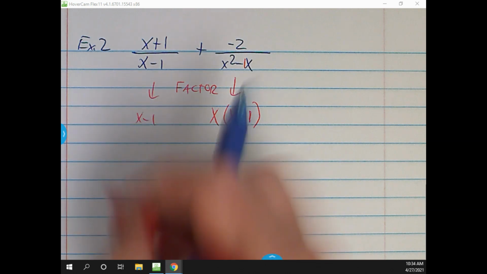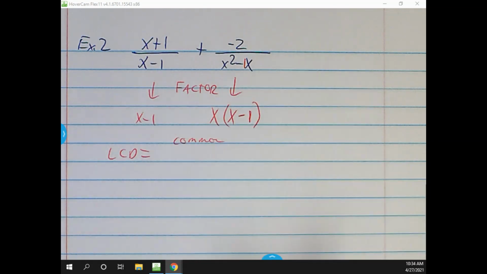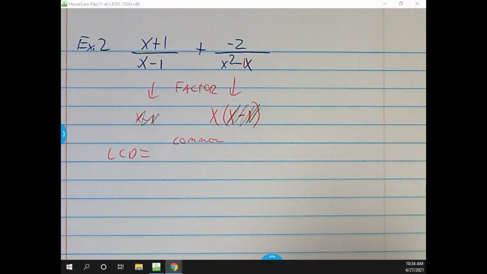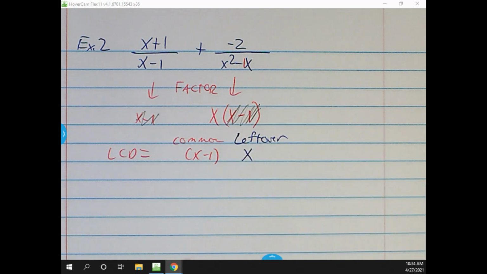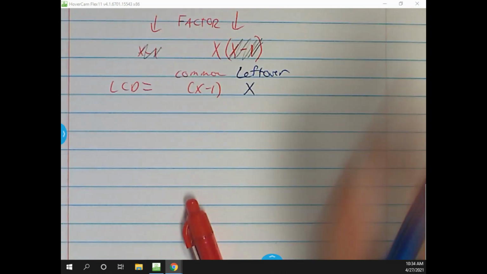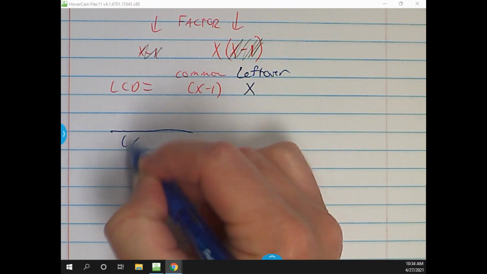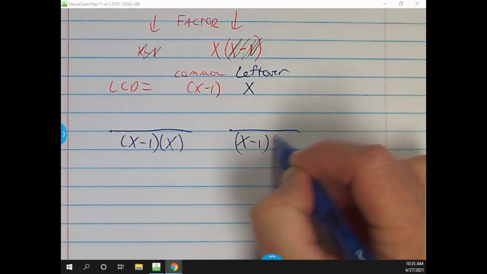Okay, so finding out what our least common denominator would be then. All right, again, tell me what they have in common, which is the x minus 1s. And then you've also got to tell me what's left over, which in that case would just be the x. Okay, so now here's where we're going to take both of the fractions and rewrite them both as x minus 1 times x. And this one also is x minus 1 times x.